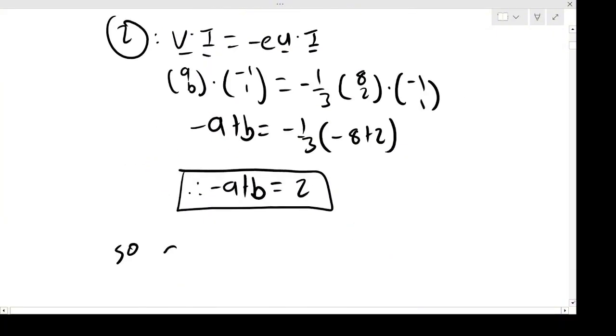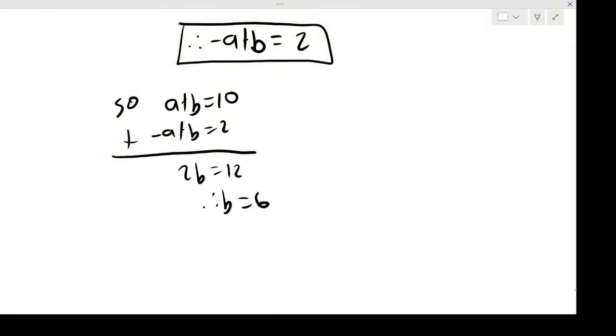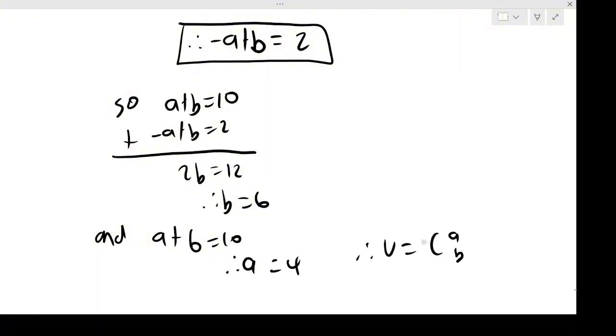Okay, so we have a plus b is 10, and then minus a plus b is 2. So it's just straightforward at this point, right? So I could add them to get rid of a. So 2b is 12. Therefore b is 6. And so if we sub b back into one of the equations, we're going to get a plus b, which is 6, is 10. Therefore, a has to be 4. Well, therefore, my velocity vector, which is ab, is actually 4, 6. Okay, and there we are. Okay. So hopefully happy with that.